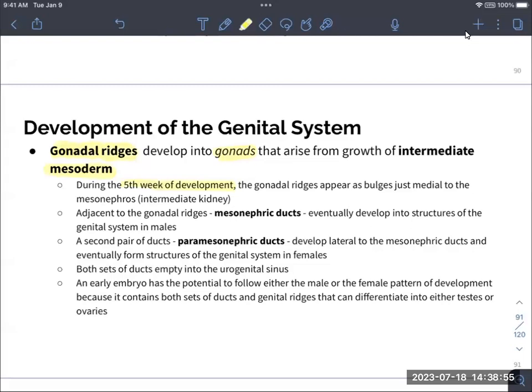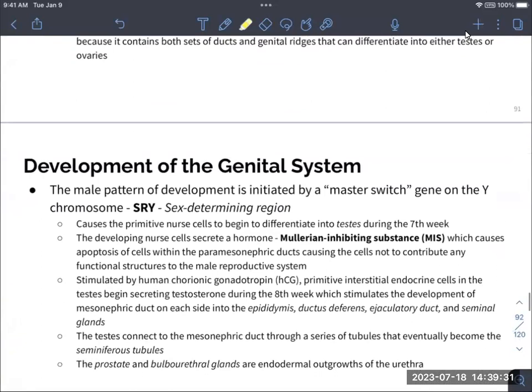Next to the gonadal ridges, we get the mesonephric ducts. This is the structure of the male reproductive system. Then we get a second pair, the paramesonephric ducts. These develop lateral to that, and they form the female reproductive system. Both sets of ducts empty into the urogenital sinus. So early on, the embryo can develop into a male or a female. It all depends on its genetic makeup.